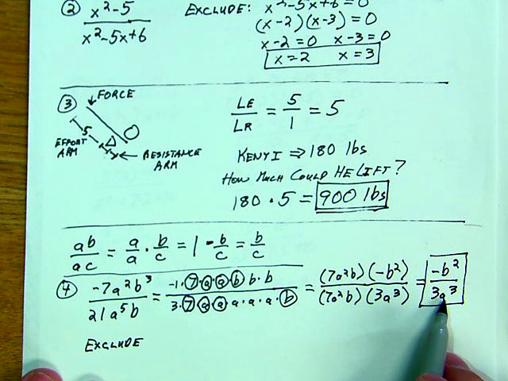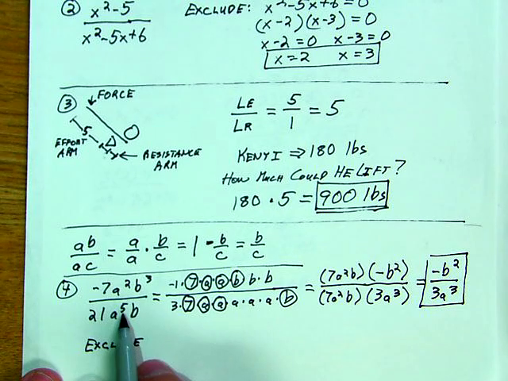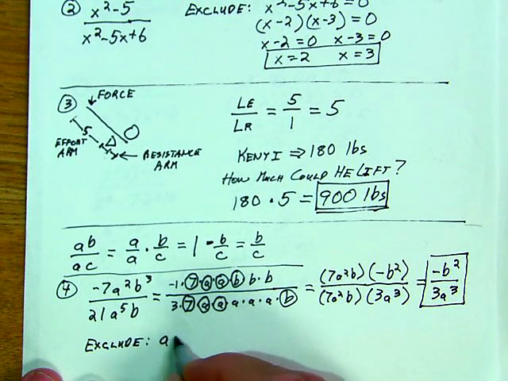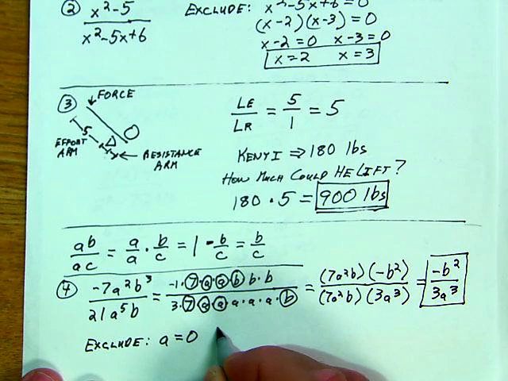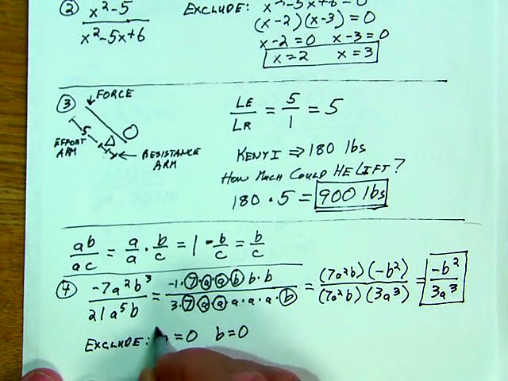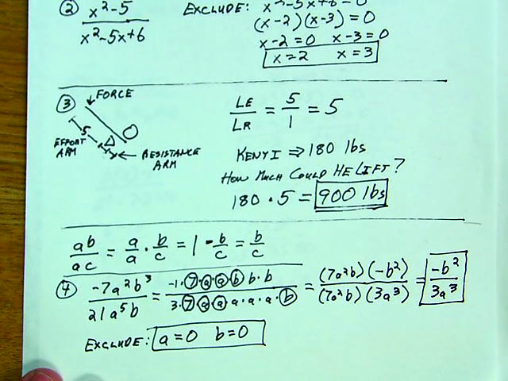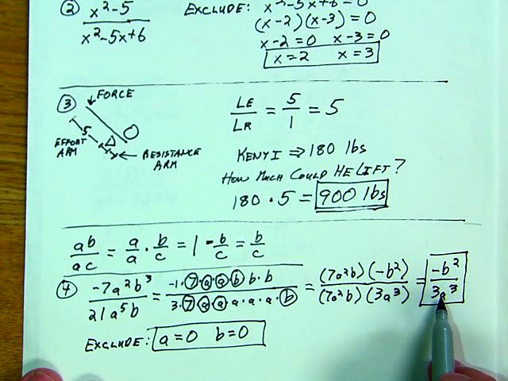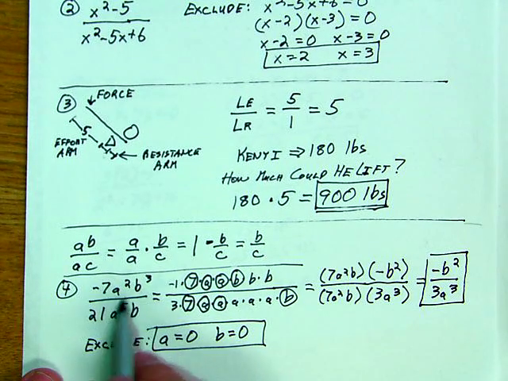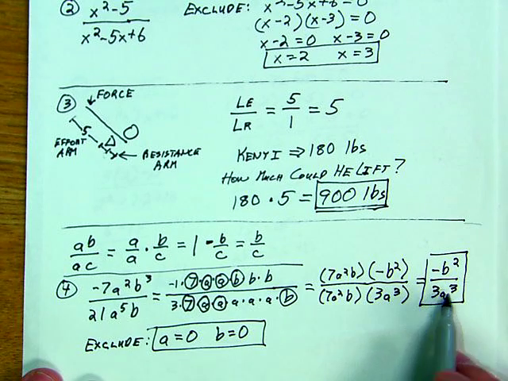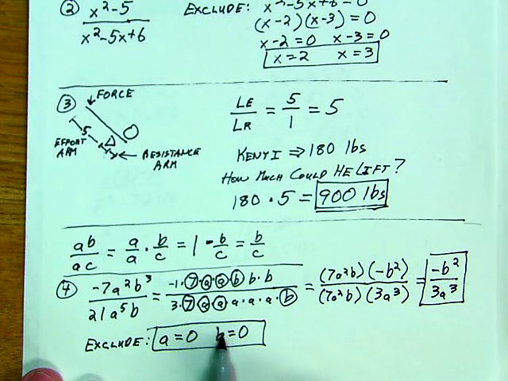But before you look for excluded values, you've got to look at your original problem because the original problem may require a different variable on the bottom, and this one does. It actually requires a b. So for the excluded values of this, a cannot be equal to 0, and b cannot be equal to 0. So those are your excluded values right there. Notice the difference. When you're talking about excluded values, figure it out from your original equation. When you're talking about non-excluded or simplifying, then you should have already done your excluded values.